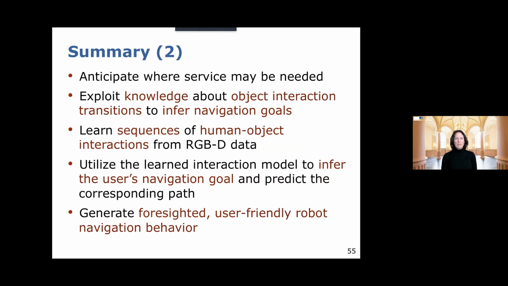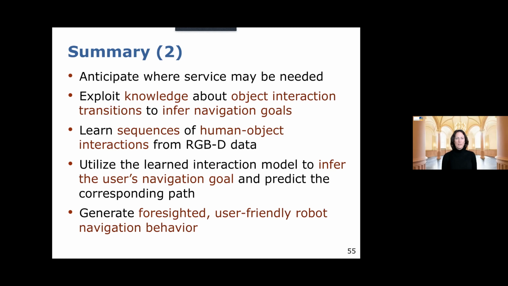And second, I presented an approach that anticipates where users are moving and anticipates navigation goals of users, and actually these locations where service of the robot might be needed. For that, we exploit knowledge about object interactions, and we calculate the transition probabilities of user-object interactions and use this to infer users' navigation goals. So we learn sequences of human-object interactions from RGBD data, and then use this learned interaction model to infer the user's navigation goal and predict the corresponding path to the objects.